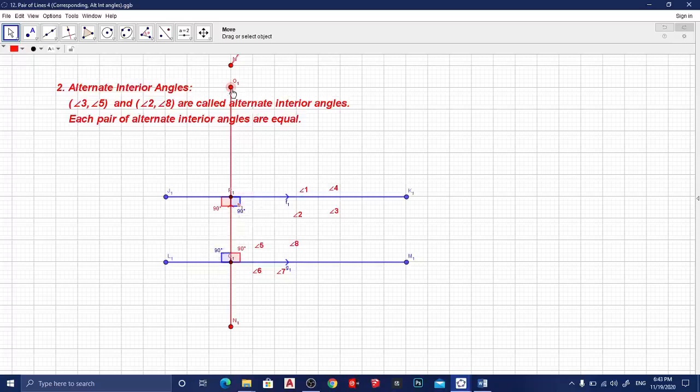The line may not be in a slant position like this. Okay, it may be in the straight position also like this, to the left side, to the right side, or a straight position also may be there. Then also it is called a transversal only. All the properties apply to that line also. It is not necessary to be a slant line like this. So that we have to remember. So now these angles are alternate interior angles.